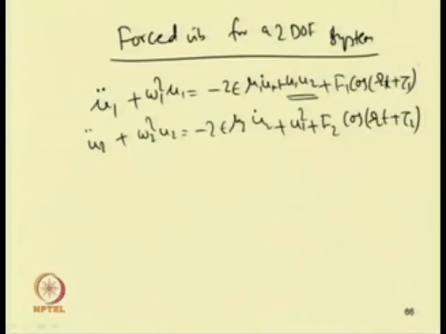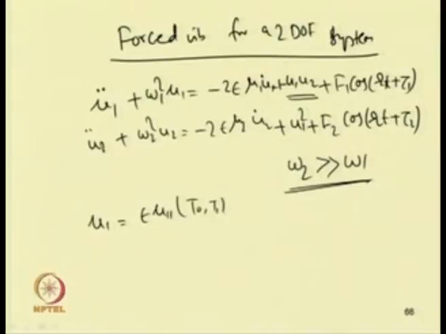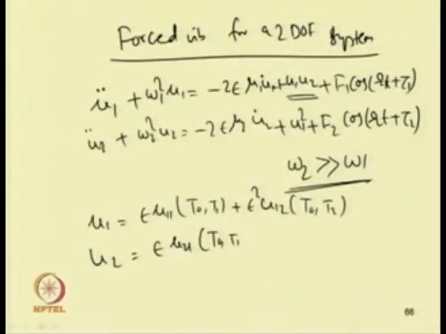Where tau 1 and tau 2 are the phase differences, one can consider omega 2 greater than omega 1 and study the response of the system. Similar to the single degree of freedom system, here one can consider U 1 equal to epsilon U 1 1 of T 0, T 1 plus epsilon square U 1 2 of T 0, T 2, and U 2 equal to epsilon U 2 1 of T 0, T 1 plus epsilon square U 2 2 of T 0, T 2, and proceed for different resonance conditions.